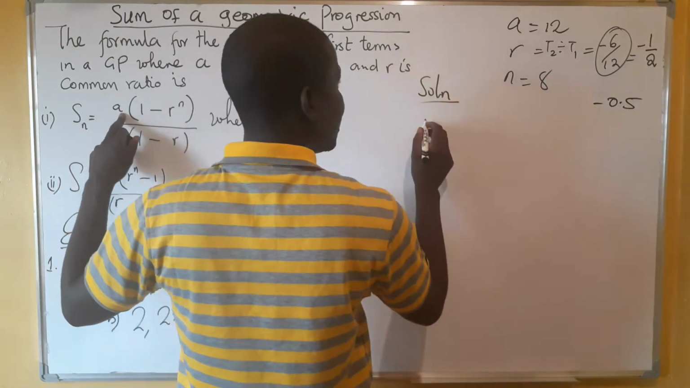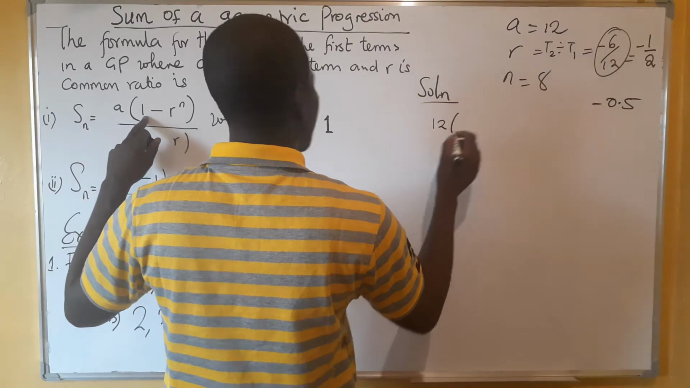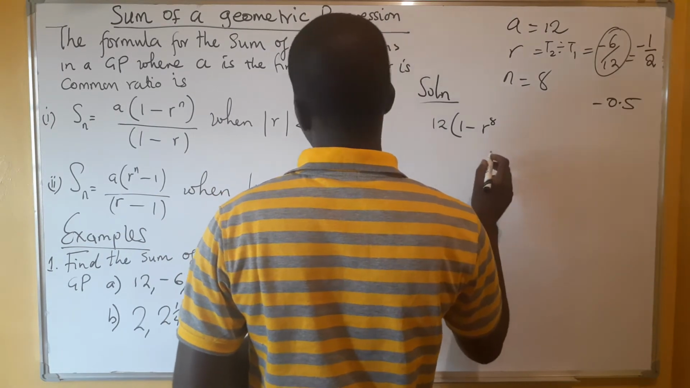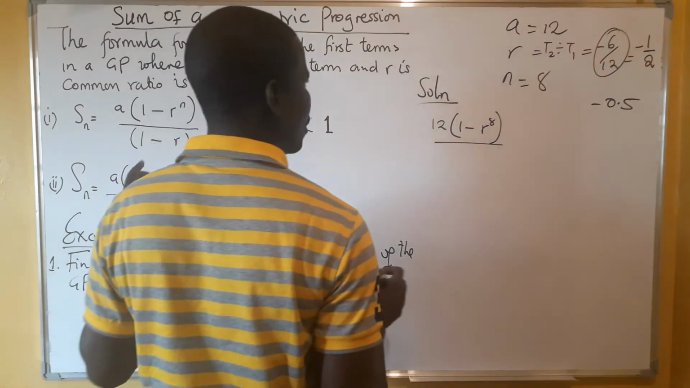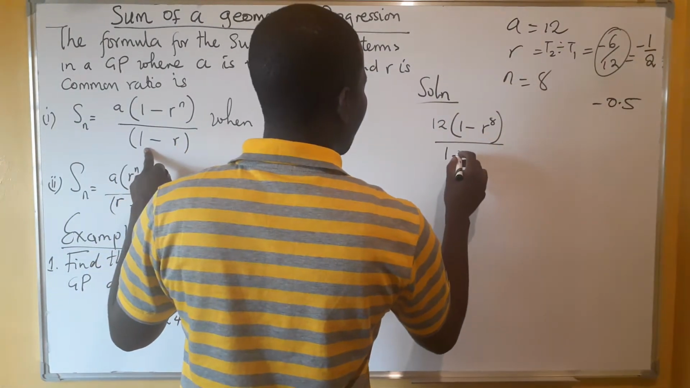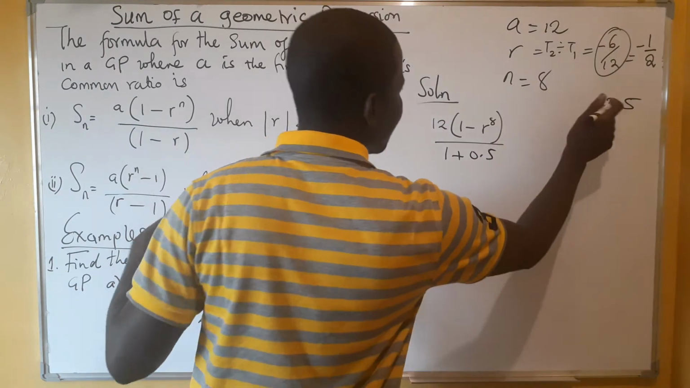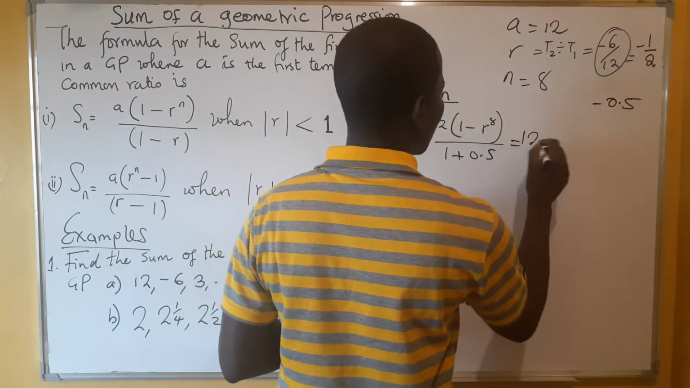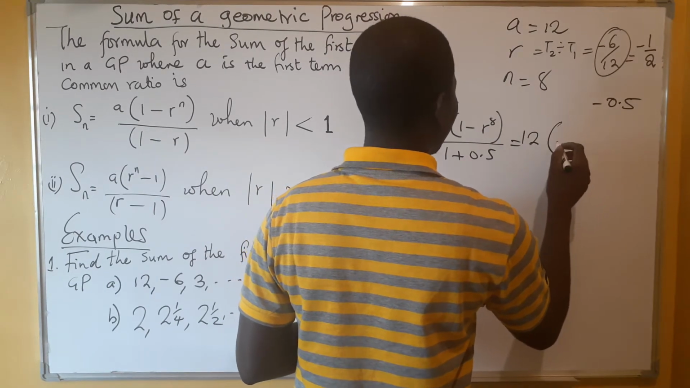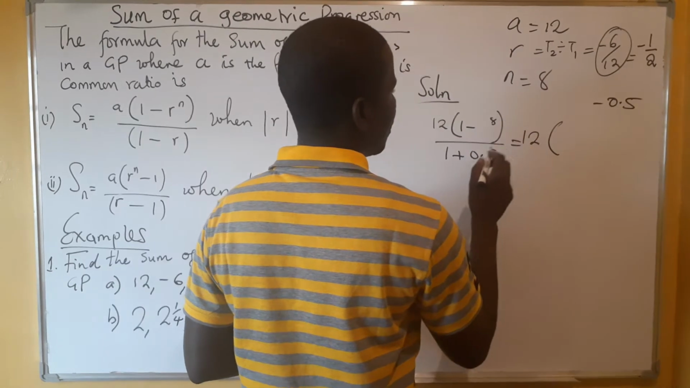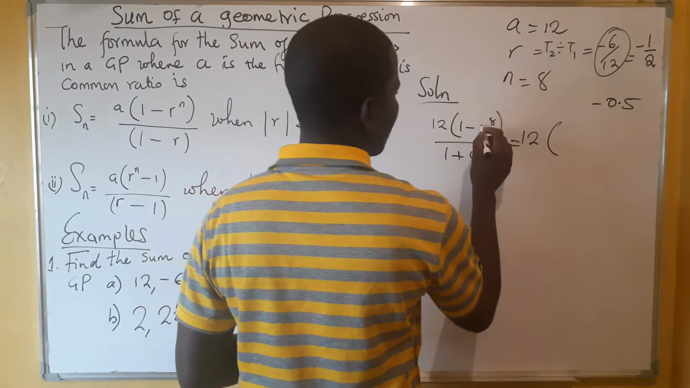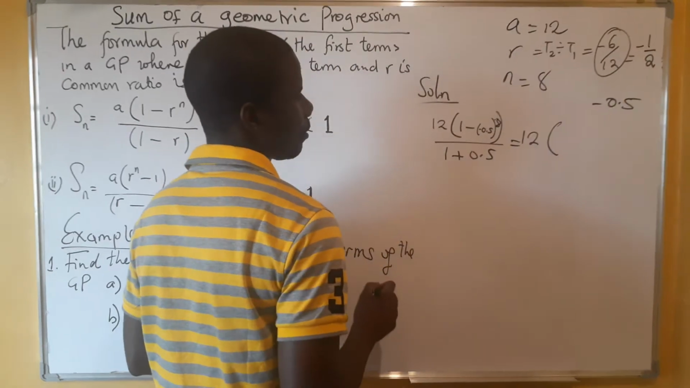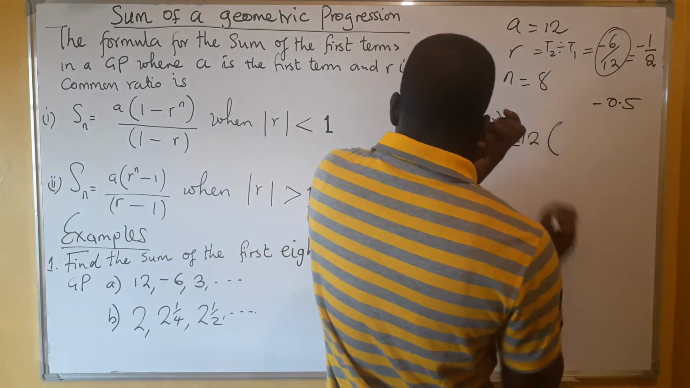We begin to replace our first term. What is our first term? Our first term is 12. Then 1 minus R to the power 8, over 1 plus 0.5, because this is a minus and we have a minus here. So 12, then we have R. What is our R that we found? Negative 0.5. That is our common ratio. Then we have 8 there. Then we need to work out this part now.